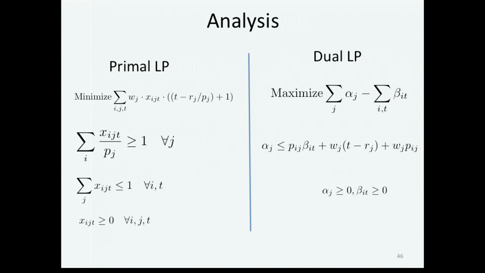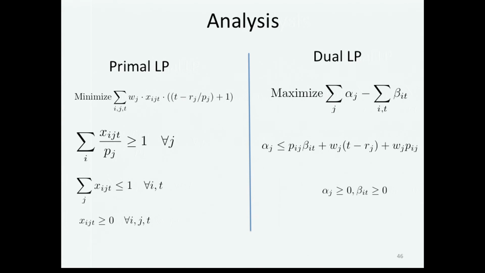I don't want to get into the details, but it's also called fractional flow time. But this is fairly standard, and it has been used in several other places. Okay, and the dual has this nice structure where there is one variable alpha j corresponding to this primal constraint that every job gets finished, and there is one variable beta it which basically corresponds to the second constraint.